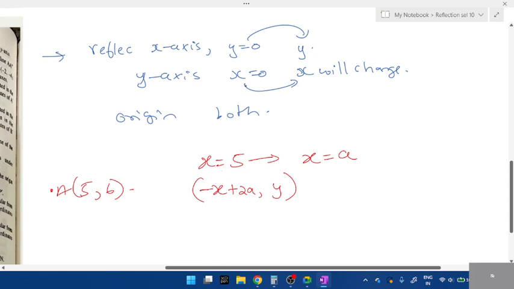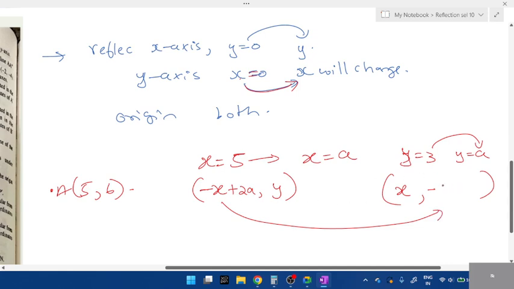Look here. See, does it make sense here? If x is 0, x will change. In the same way, if the x value is given, minus x plus 2a, y. If the y value is given, for example, y is 3, okay, take this as 3. Now, if y is given, y will have an extra value. X will remain as it is. See, same like this. Observe this. In place of minus x, minus y plus 2 into a. Okay, these are the two formulas.